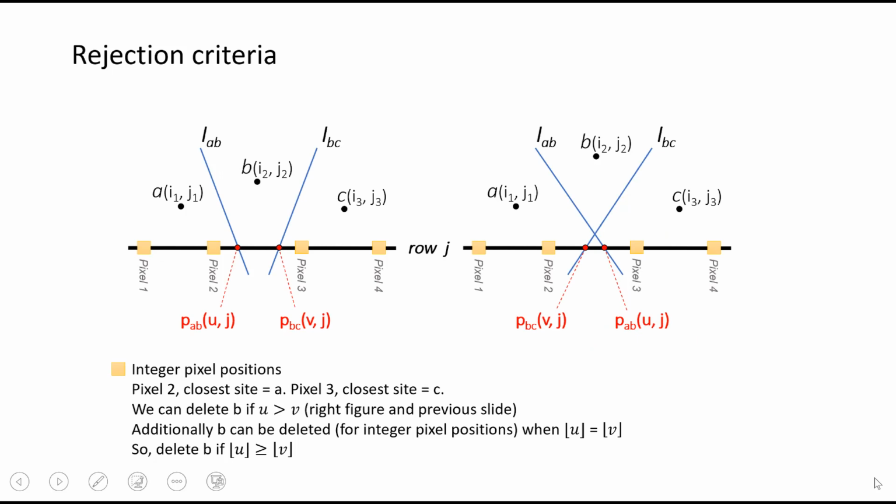Also, since we are dealing with pixels at integer locations, B also cannot be a closest site if the intersections of the perpendicular bisector lines fall between two pixels or exactly on a pixel. Therefore, we can delete a site if the floor or ceiling of u and v are equal. Therefore, we can remove a site B if the floor of u is greater than or equal to the floor of v.